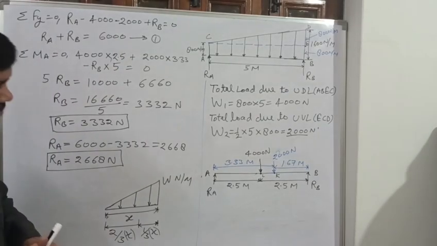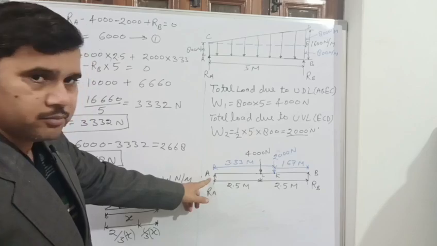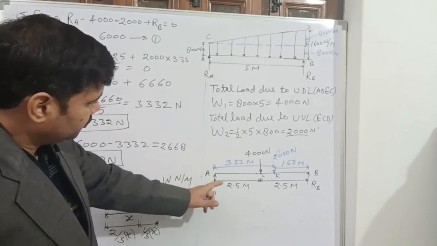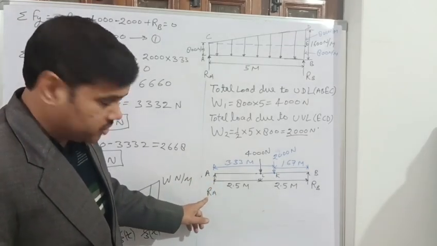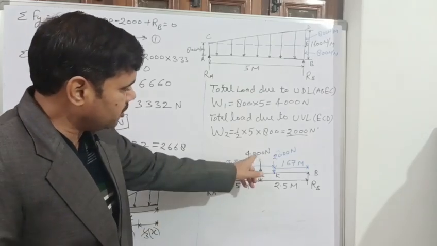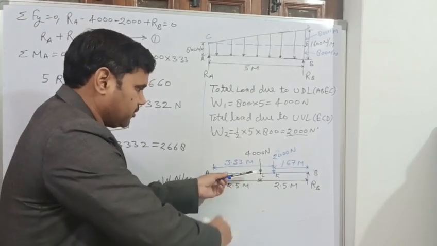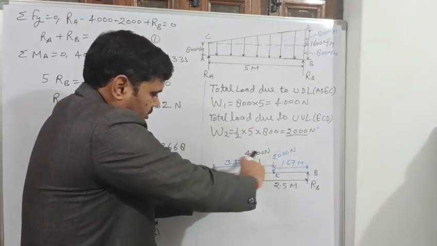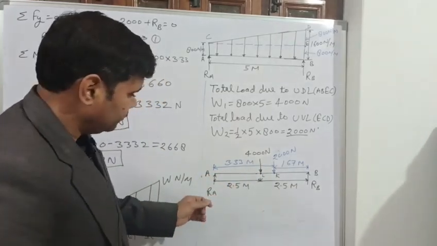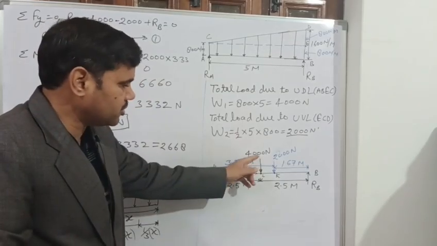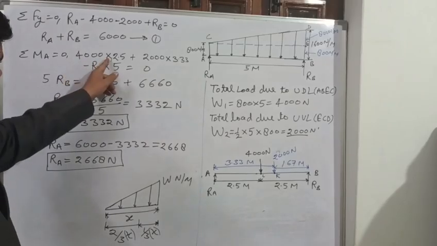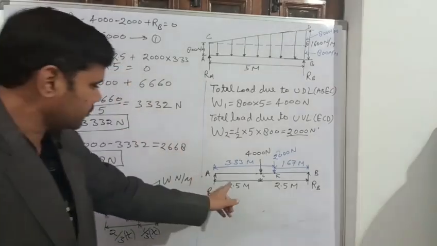Now we will take moment about point A, right. Clockwise moment is positive, anti-clockwise is negative. So the moment of this force and reaction about this point will be 0, because the perpendicular distance will be 0. Now the moment of this 4000, this is the situation, right. This force about point A will try to rotate in the clockwise direction, so positive. What is moment? Force into perpendicular distance. So force 4000, distance is 2.5 meter from this point.